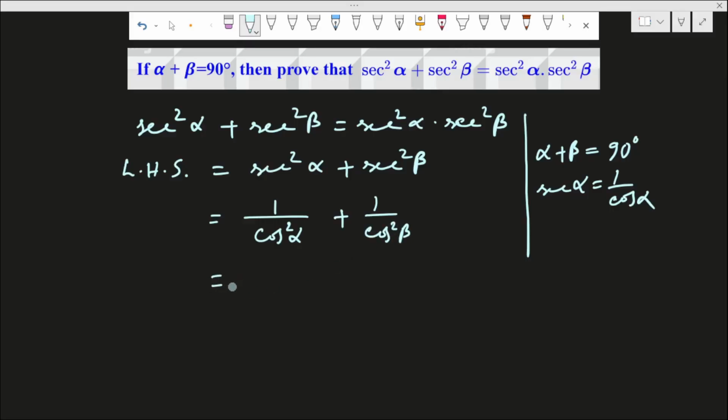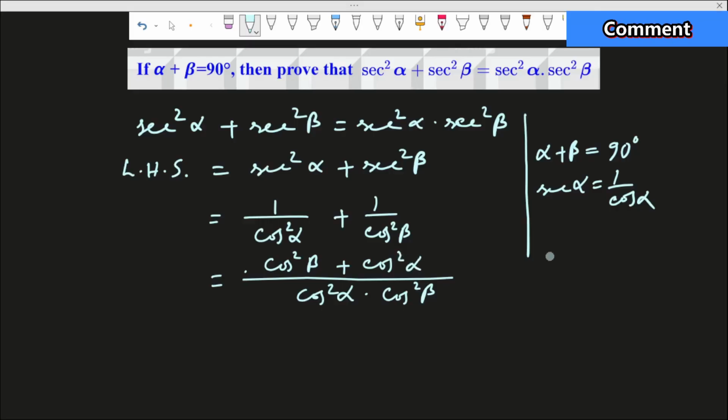Now the LCM is cos square alpha into cos square beta, and adding the numerators, cos square beta plus cos square alpha. We have to write the numerator as equal to 1.